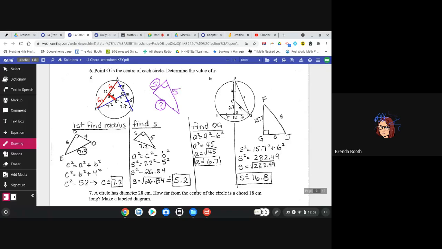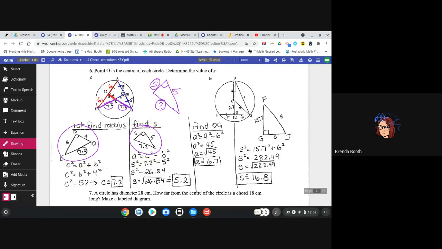And I used that triangle to figure out this 7.2. Now, why that 7.2 works for me is because it's a radius. So I use this little triangle to figure out the radius. Now I can add a radius here and say this radius is also 7.2. And so then I can go ahead and work with the triangle I really want to work with, which is this one right here. So that's the work that you see over here to find S.